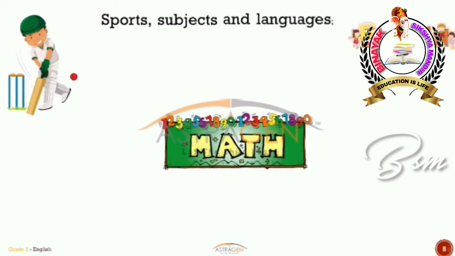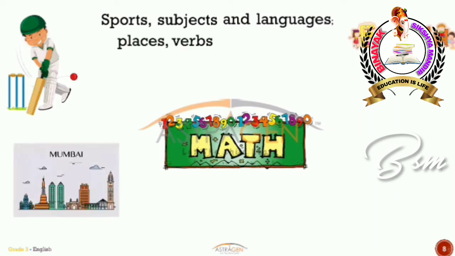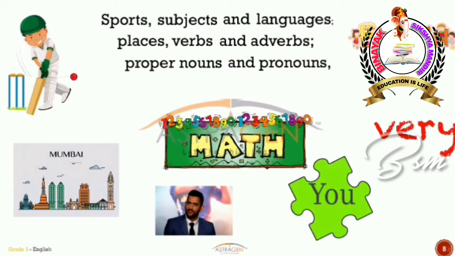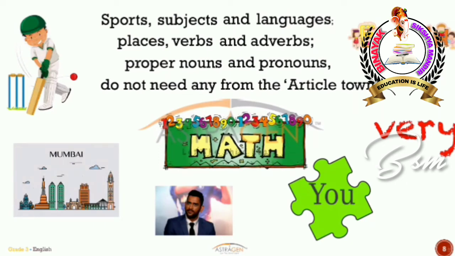Sports, subjects like math and science, languages like English, Hindi, French, and Telugu, places, verbs, and adverbs. Verbs means he's playing, right? And an adverb is very well. Mumbai is a place. Proper nouns like Dhoni, and pronouns like I, you, he, she, we, it do not need any from the article town. Did you get it? Because you would not say, hey, I am calling a you. Nor would you say, I am going to the Mumbai. Correct? Hence, children, be very careful where you use these articles. They are very friendly, but sometimes they will sting you if you use them unnecessarily. Learn when to use them, because it's very important that you don't miss them.